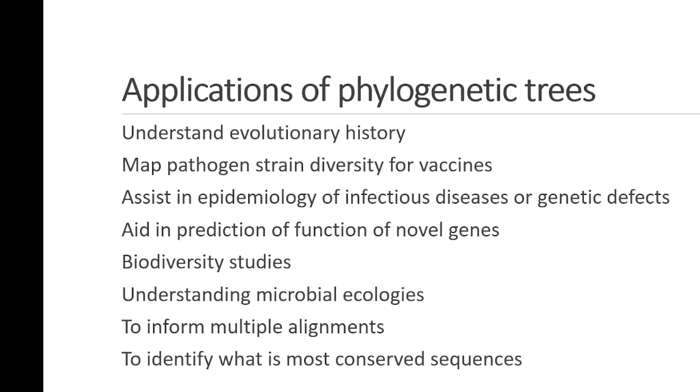Then understanding microbial ecology. If you get a new bacterium or a new virus, we do not know how it is functioning, how it is reproducing, how it is feeding, how it is surviving in the environment. But if you find that it has some similarity with some bacteria or fungi that we already know, then we will be able to predict the function or mode of living of this new bacterium also. Then it is involved in multiple sequence alignment.